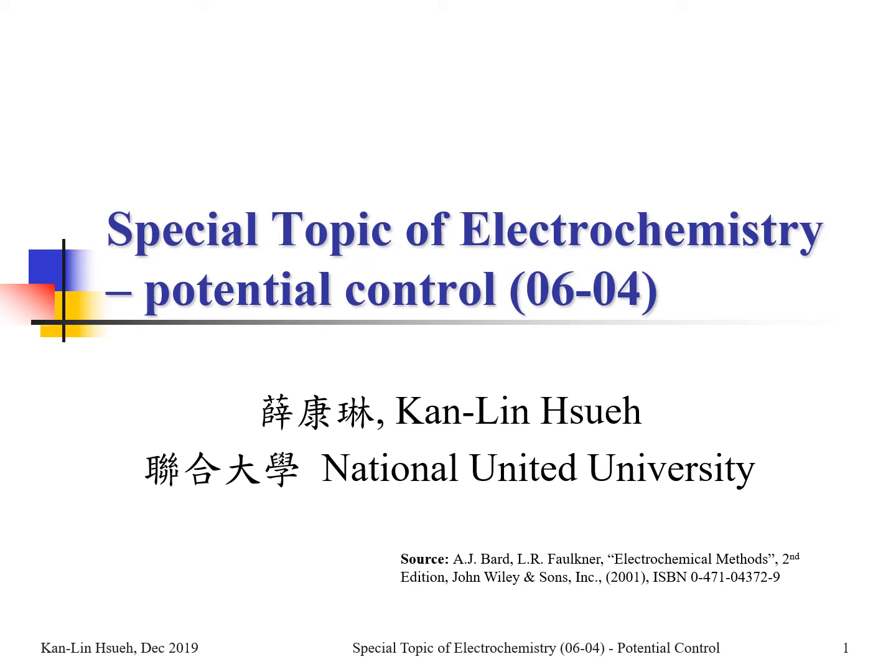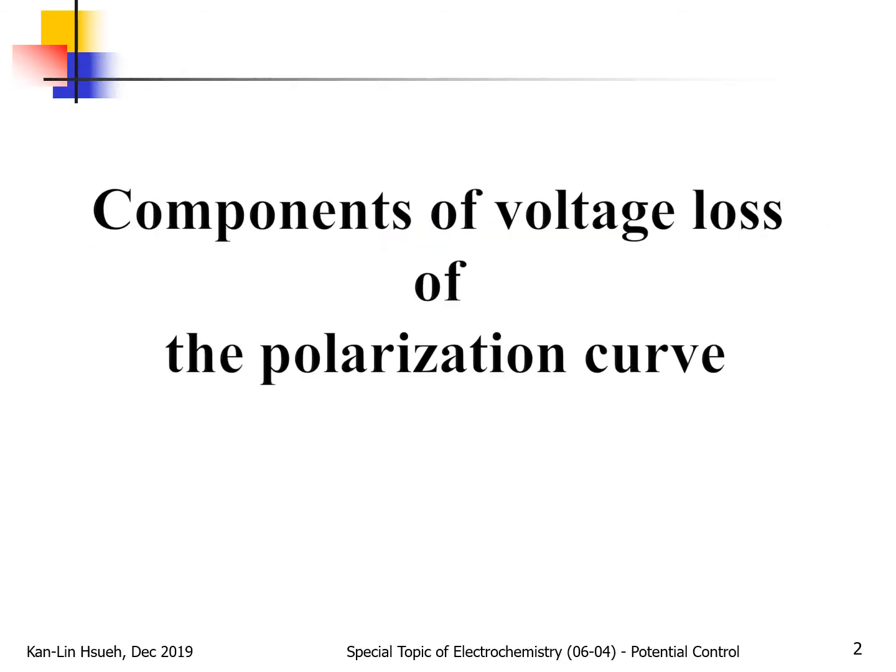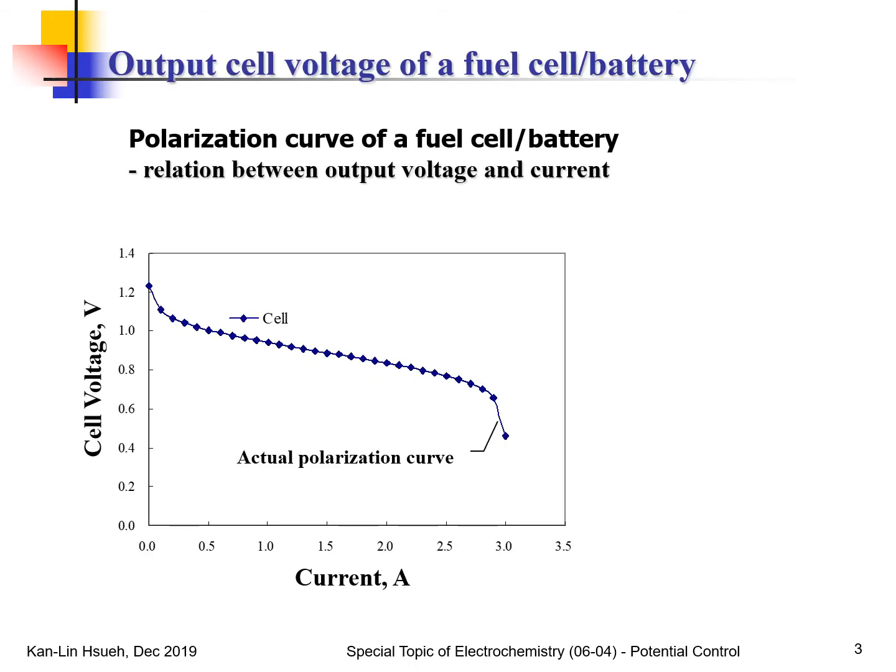In this section, we're going to discuss the application or implementation of the polarization curve, or the E-I curve. Over here, we're going to talk about the voltage loss in the polarization curve, why the potential will change, and what the key components are inside. Let's use a fuel cell or battery cell voltage against current curve as an example.